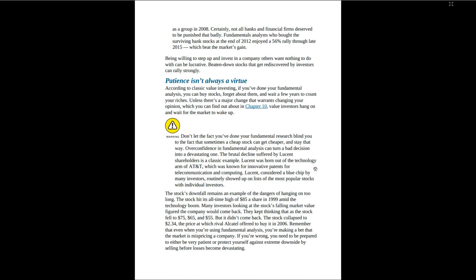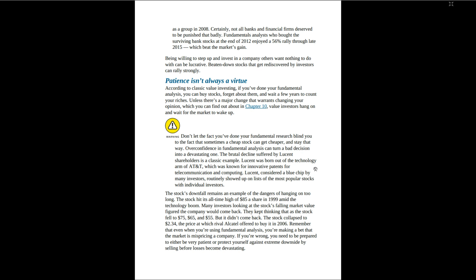The stock hit its all-time high of $85 a share in 1999 amid the technology boom. Many investors looking at the stock's falling market value figured that the company would come back. They kept thinking that as the stock fell to $75, $65, and $55, but it did not come back. The stock collapsed to $2.34, the price at which rival Alcatel offered to buy it in 2006.